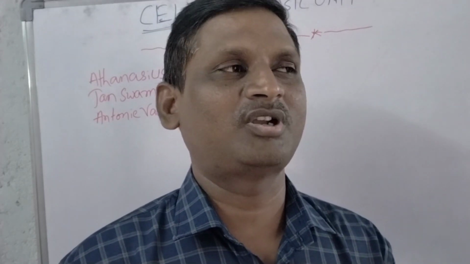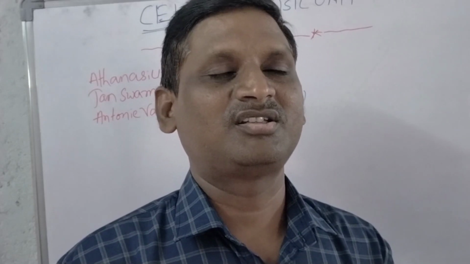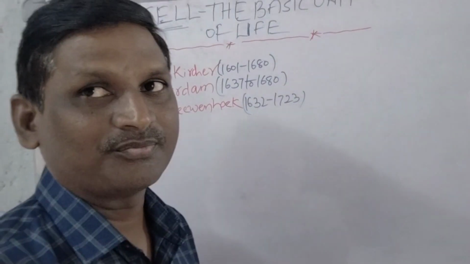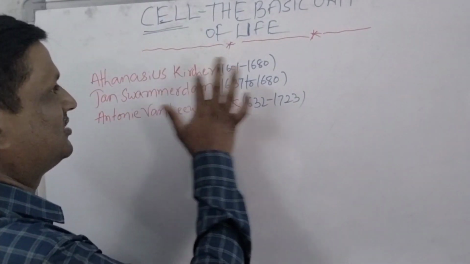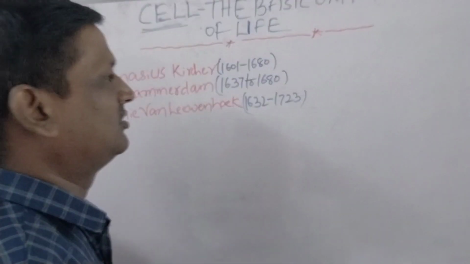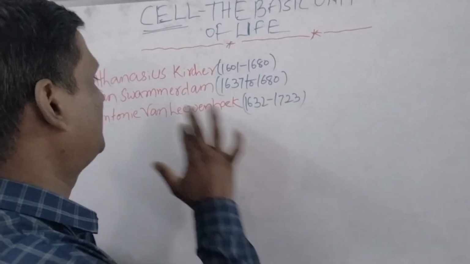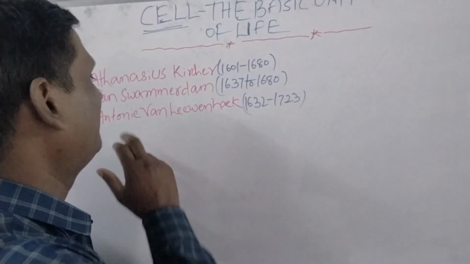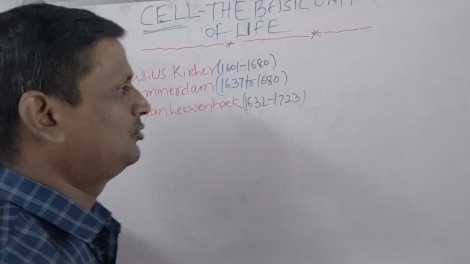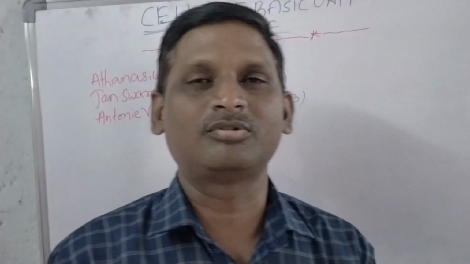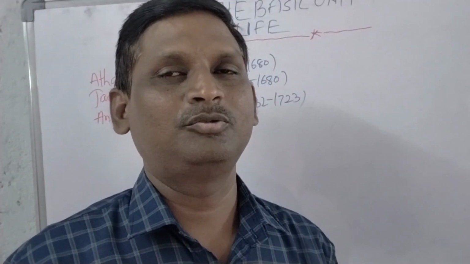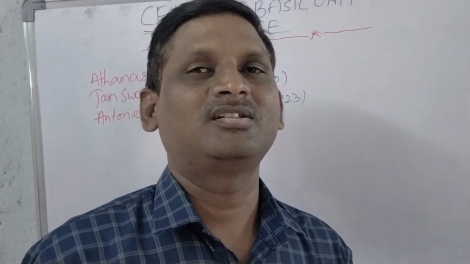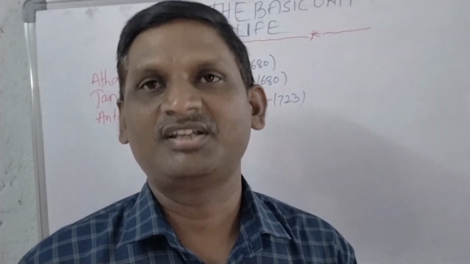Here there were three most important scientists we have mentioned regarding the discovery of life on the earth. The first one is Athanasius Kircher, whose research period was 1601 to 1680, whereas Jan Swammerdam 1637 to 1680, and Anthony van Leeuwenhoek 1630 to 1723, and Robert Hooke. Several scientists contributed their knowledge and their lives to the discovery of cells and living organisms.